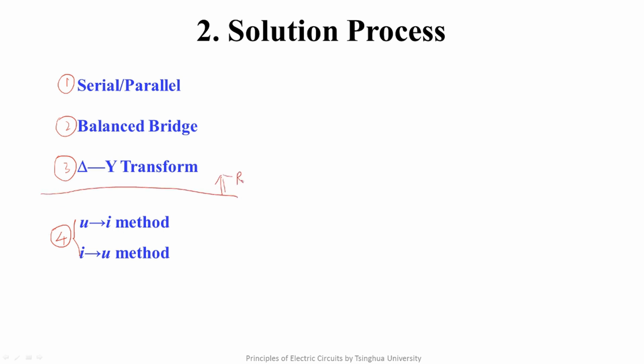It should be noted that the first three methods are suitable only for the resistive two-terminal network, and we recommend you choose them in the order from 1 to 2 to 3. That is to say, you'd better first check whether the network has a serial parallel connection relationship. If not, then try to find the balanced bridge. If not, transform it into the serial parallel connection with Y-delta transform. In other words, the order is like this.